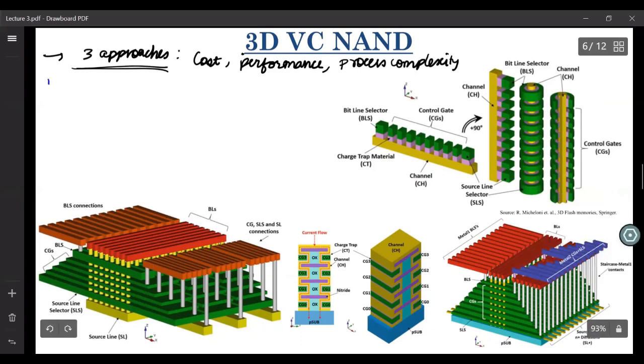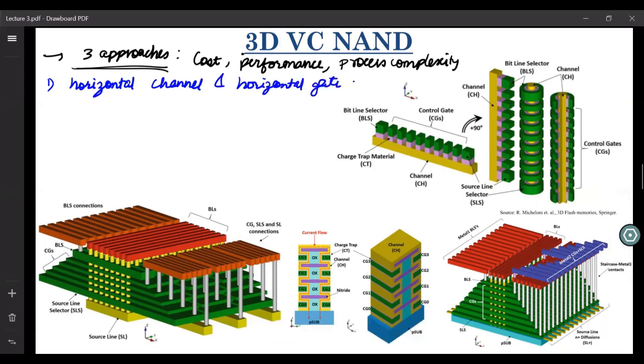The first approach is horizontal channel and horizontal gate. What was that configuration? You remember in the last lecture we discussed integrating the 2D flash cells one on top of each other. So that was horizontal gate and horizontal channel, something like this.